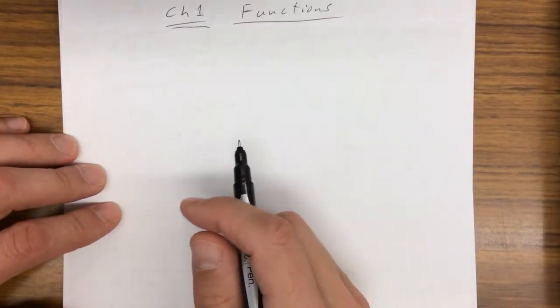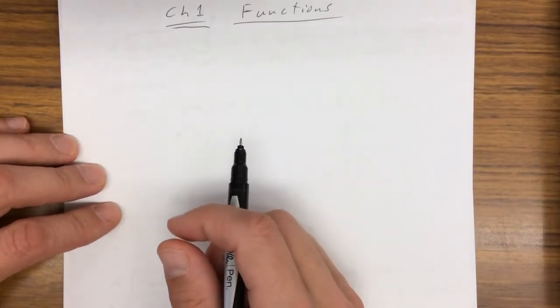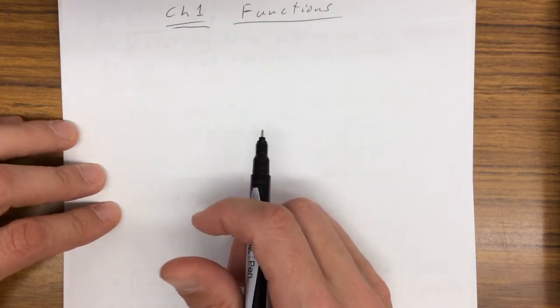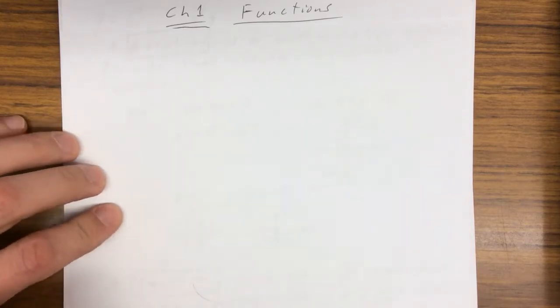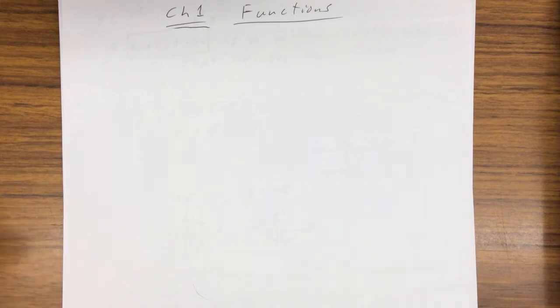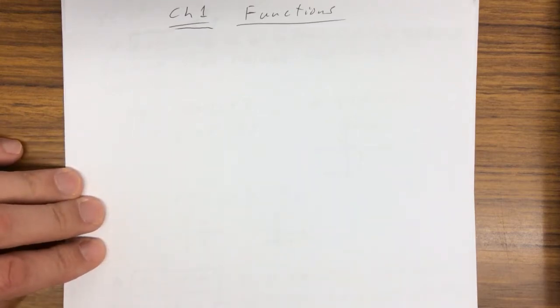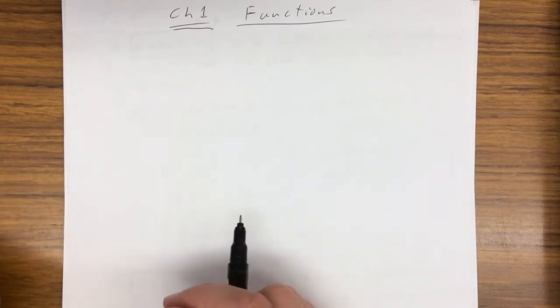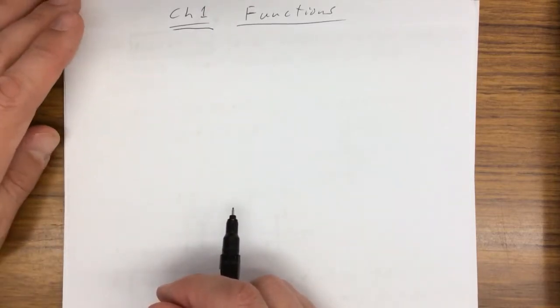Okay, in this video we're going to look at functions. Before we define what a function is, we need to know what a relation is. So a relation is just a mathematical formula or graph or picture of something that relates two or more variables. Okay, for example, y equals x is a relation.